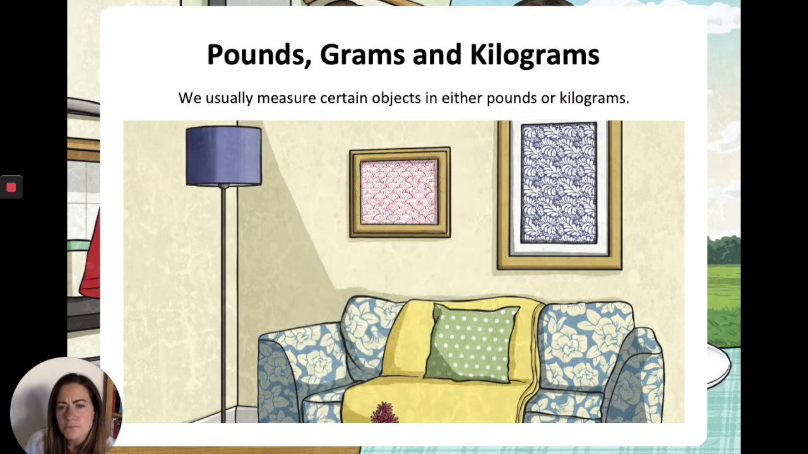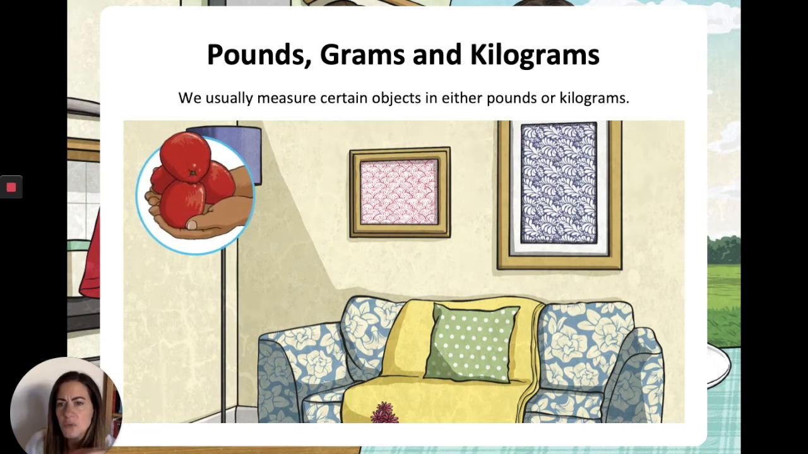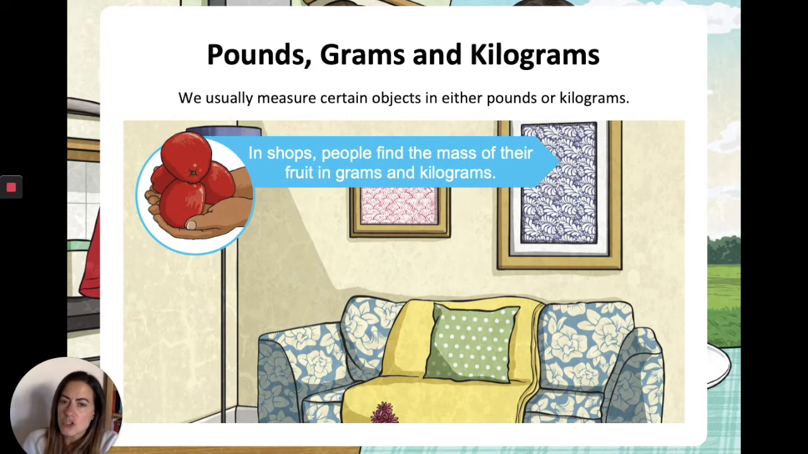Let's have a look. So when you buy your fruit and vegetables in the shop, we often use grams and kilograms. So sometimes you might see, especially if you go to a fruit and vegetable shop, they have scales there and you put the fruit in and you pay per gram or per kilogram.